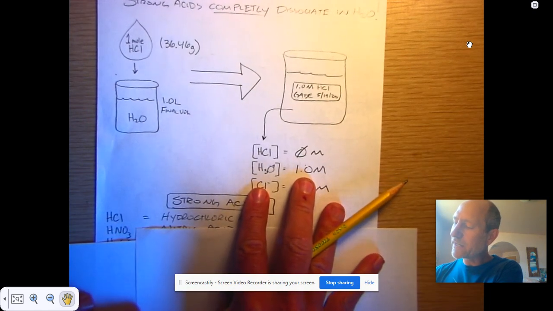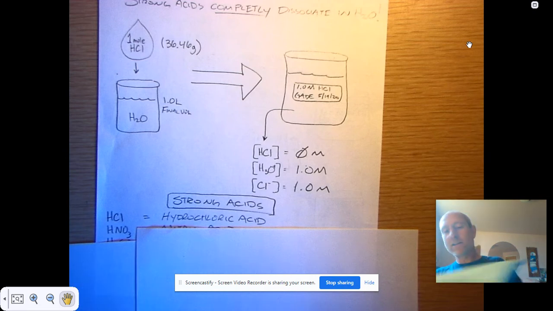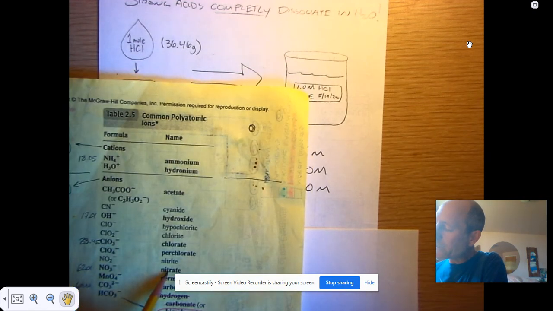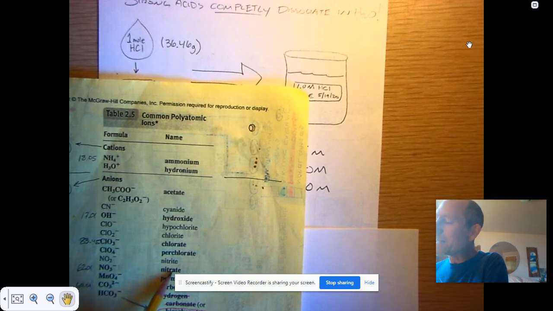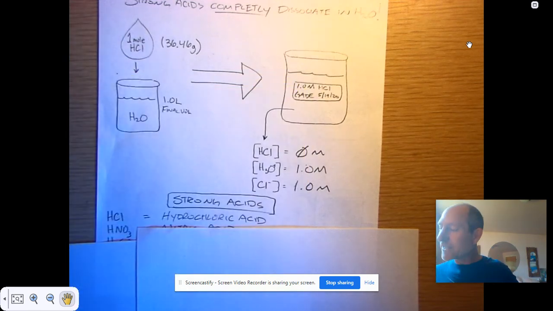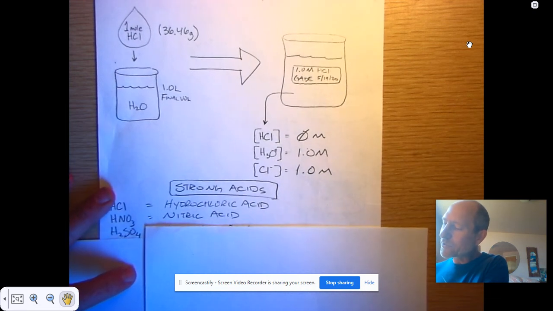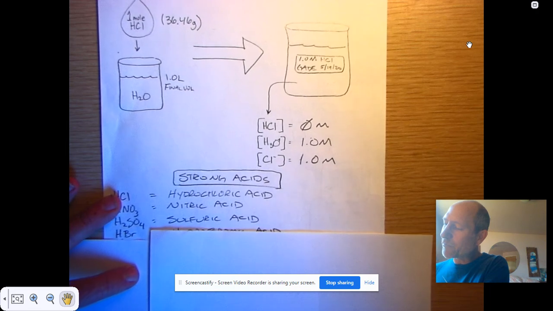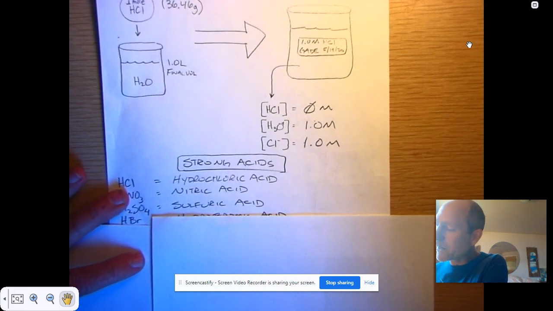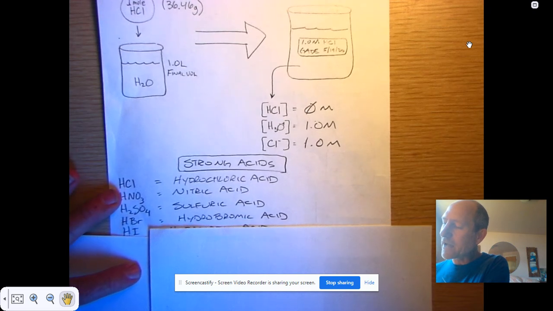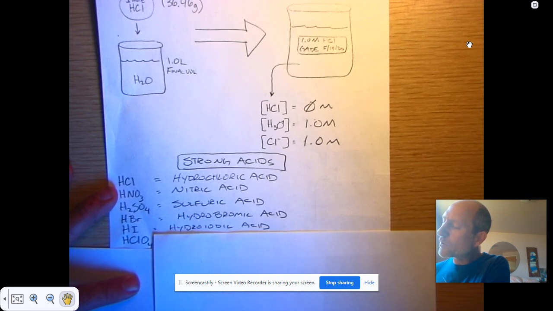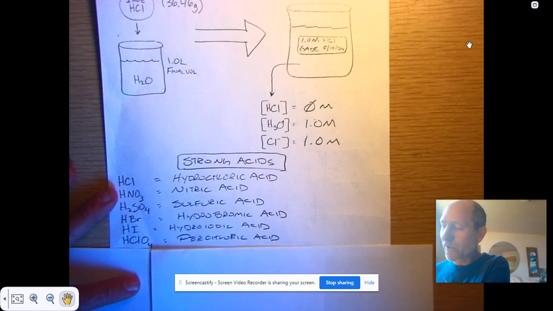Whereas this one right here, the anion is a polyatomic ion. It's nitrate. And we go ite, ous, ate, ic. So nitrate would turn into nitric. So this is nitric acid. And this is sulfate, so this would be sulfuric acid. And this is bromide, which is a halogen, so that would be hydrobromic acid. And this is iodide, which is a halogen, so that would be hydroiodic acid. And this one is perchlorate, so that would be perchloric acid.